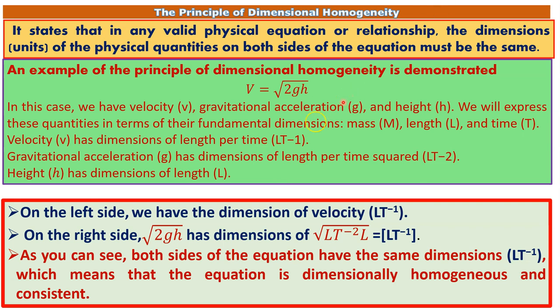So remember, here it should be L T to the power minus 1, and this is also to the power minus 2, so that was a typo mistake. So that's it. Now you know what the principle of dimensional homogeneity is. Thank you.